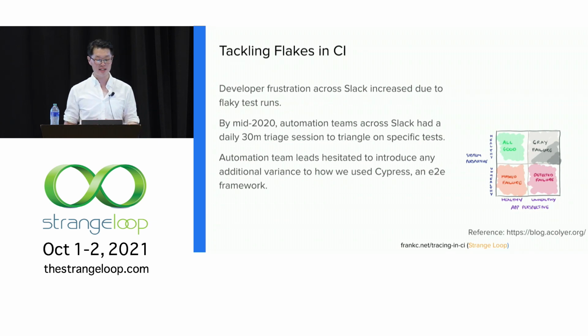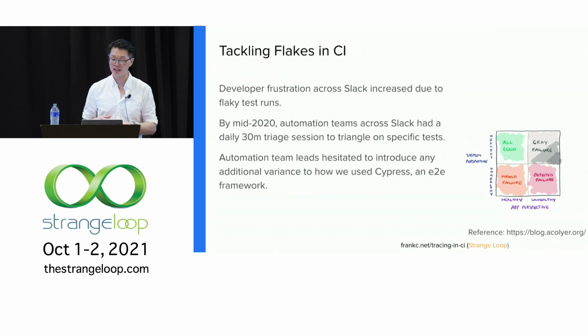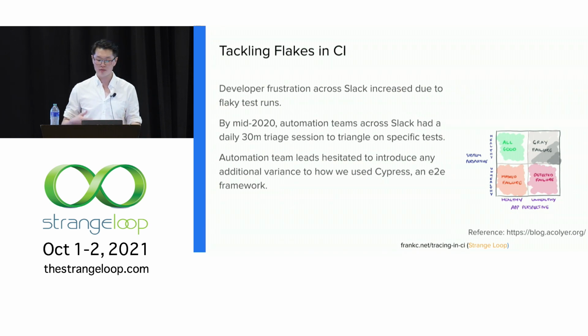Automation team leads hesitated to introduce any additional variants on how we use Cypress, an end-to-end testing framework. The belief was that test flakiness was from the test code itself. Yet, there wasn't great progress.